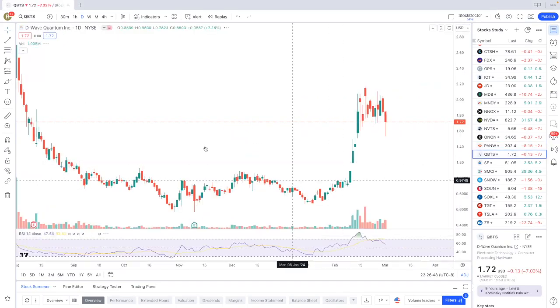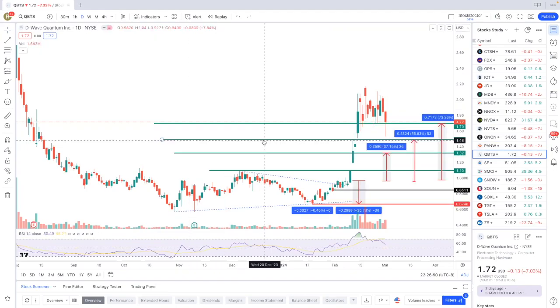QBTS, the stock we discussed on this channel some time back. QBTS was recommended on our channel when it gave a breakout here at $1, and I clearly mentioned the three targets, right? First at 130, second at 150, and 170. You can see here it has given almost all three targets of 75%.